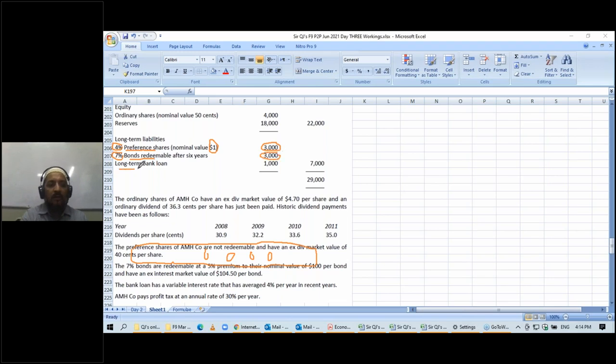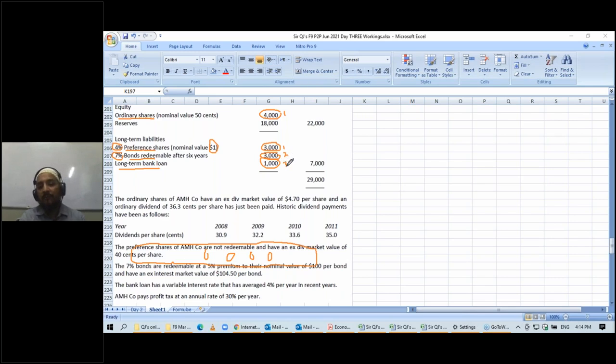And the long-term bank loan. Bank loan is not a marketable security. Otherwise, preference shares, bonds, and equity shares, the ordinary shares. This is the 4th source of finance. So there are 4 sources of finance. 1 is equity, and 3 of them are debt capital.